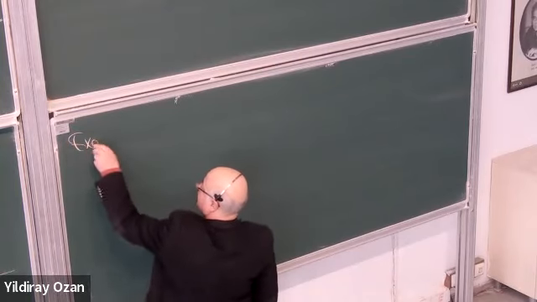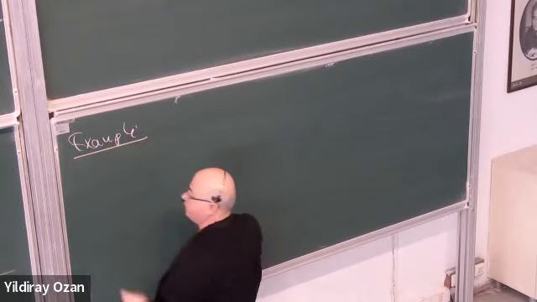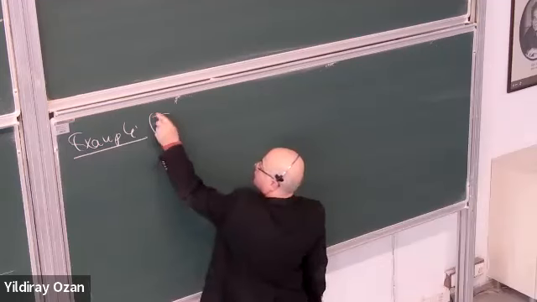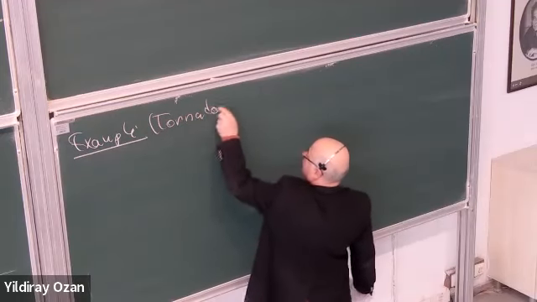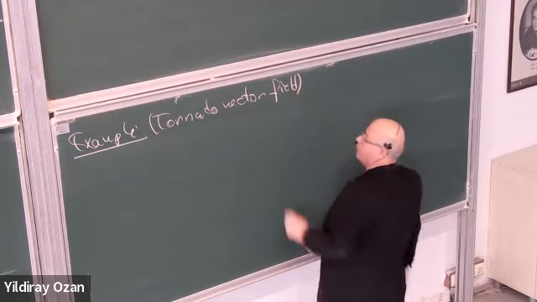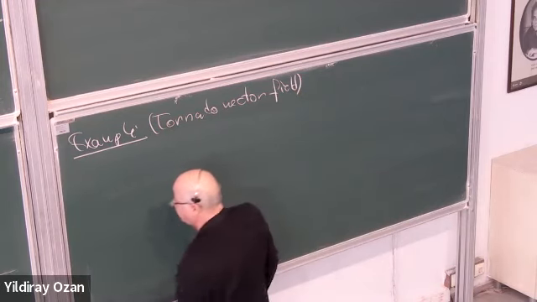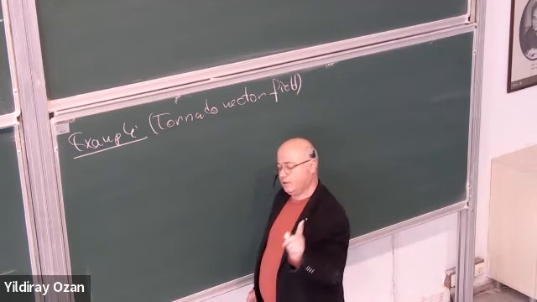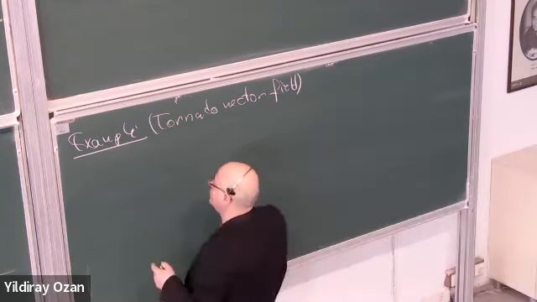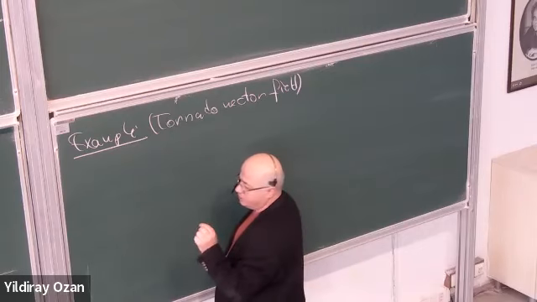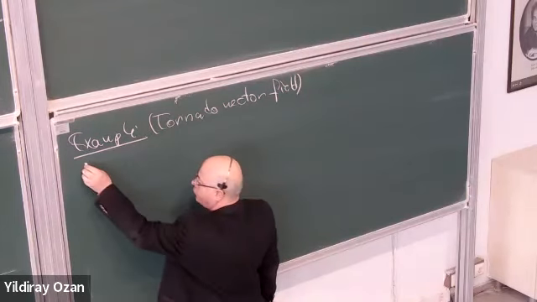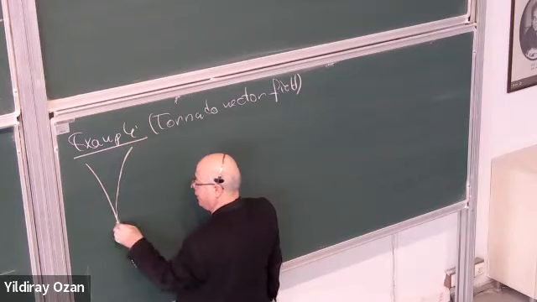Okay, let's consider a tornado vector field. Let's try to write down a vector field which models a tornado, okay? So it's something like this. Suppose the tip of the tornado is at the origin.